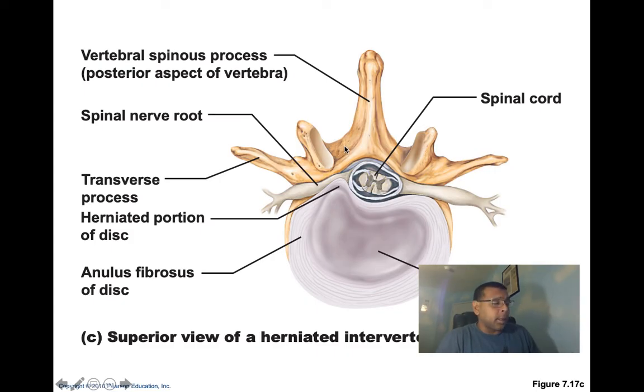And here you can appreciate a herniation, a slight hernia, pushing up against that nerve and then transmitting a lot of pain in these patients.